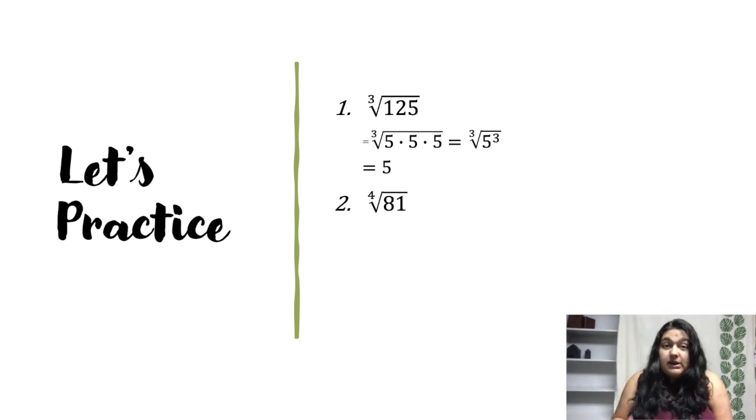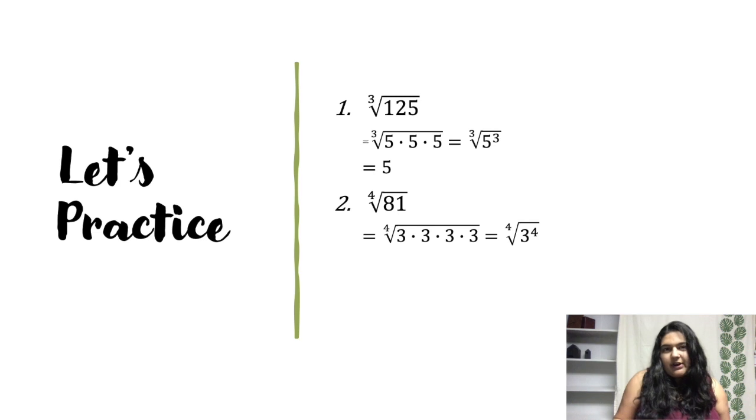Here's another one where you can pause the video and write in your notes, try this on your own, and then play back when you're ready for the answer. So we're looking at 4 equal numbers that multiply up to 81. In this case, it is 3.